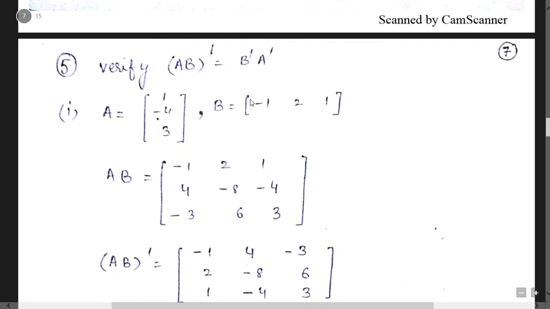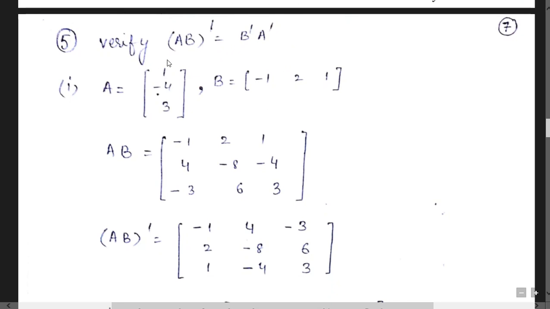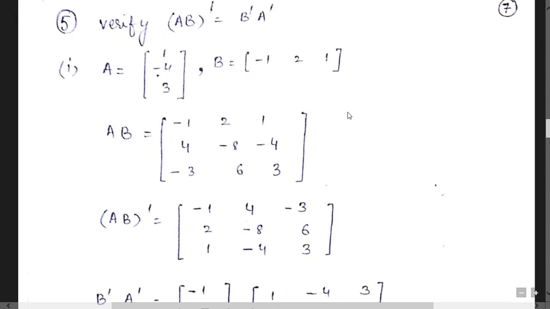Question number 5. You have to verify that AB transpose is equal to B transpose into A transpose. First matrix is 1, minus 4, 3, it's a column matrix, and the second is a row matrix. While you multiply A and B, it's the first row, first column, it's only one element. Then first row, second column, it's 2. First row, third column, it's only 1. Similarly for the second and third row.